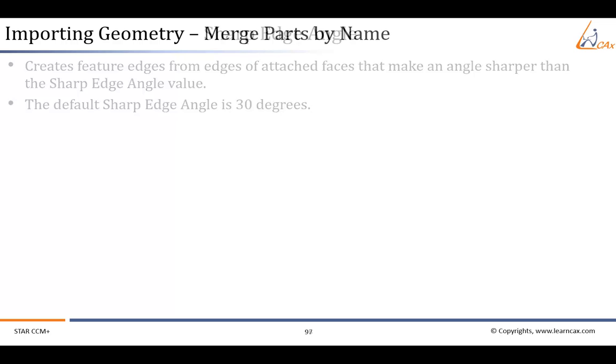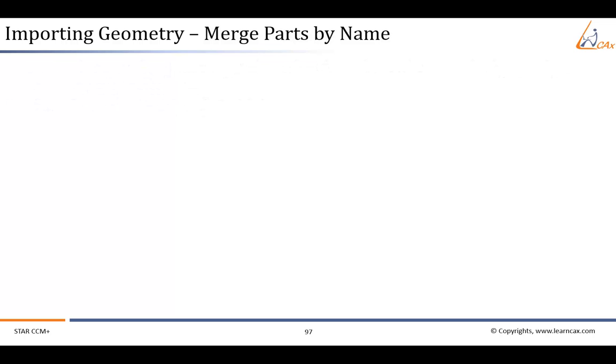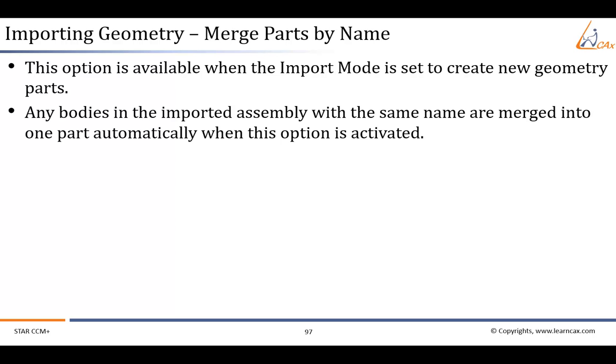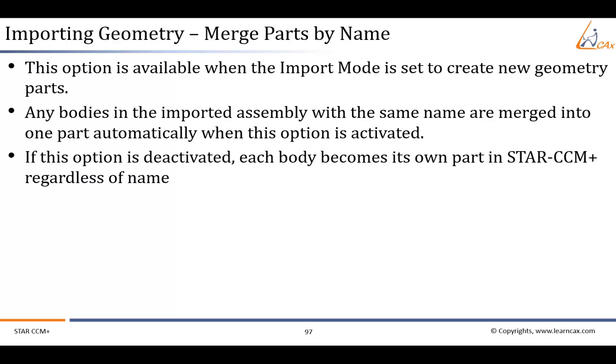The next option for import is Merge Parts by Name. This option is available when the import mode is set to create new geometry parts. Any bodies in the imported assembly with the same name are merged into one part automatically when this option is activated. If this option is deactivated, each body becomes its own part in STAR-CCM+ regardless of name.